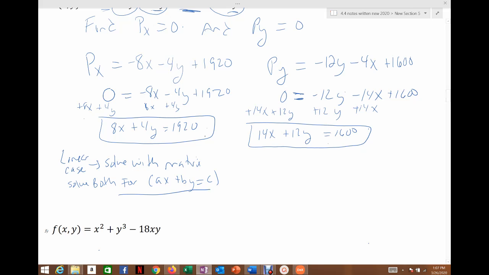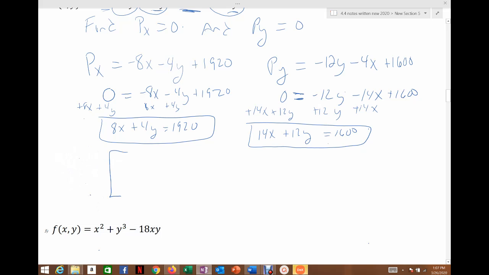Alright, now I can use a matrix. If you remember, a matrix is an augmented array of numbers where I plug my system in. I have 2 equations, so each of my equations represents a row. So I've got 2 rows and 3 columns, because I'll have an x column, a y column, and a constant column. And then you basically write each equation as a row. So my first row is going to be this first equation, and I write just the numbers: 8 in the x spot, 4 in the y spot, 1920 in the constant spot.